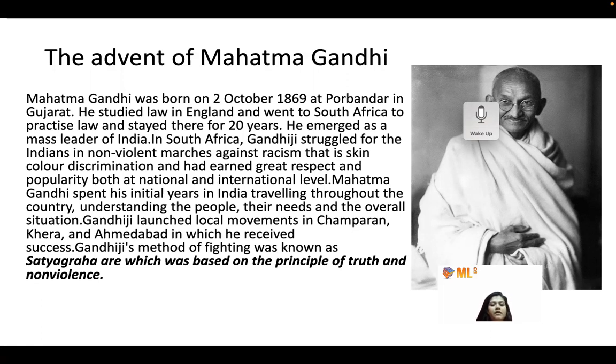In South Africa, Gandhiji struggled for the Indians in non-violent marches against racism, that is, skin color discrimination, and had earned great respect and popularity both at national and international level. Mahatma Gandhi spent his initial years in India traveling throughout the country, understanding the people, their needs, and the overall situation. Gandhiji launched local movements in Champaran, Kheda, and Ahmedabad in which he received success. Gandhiji's method of fighting was known as Satyagraha, which was based on the principle of truth and non-violence.